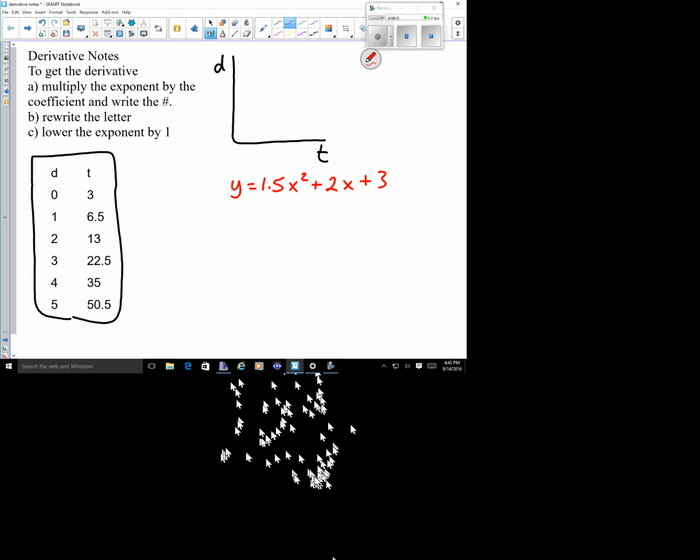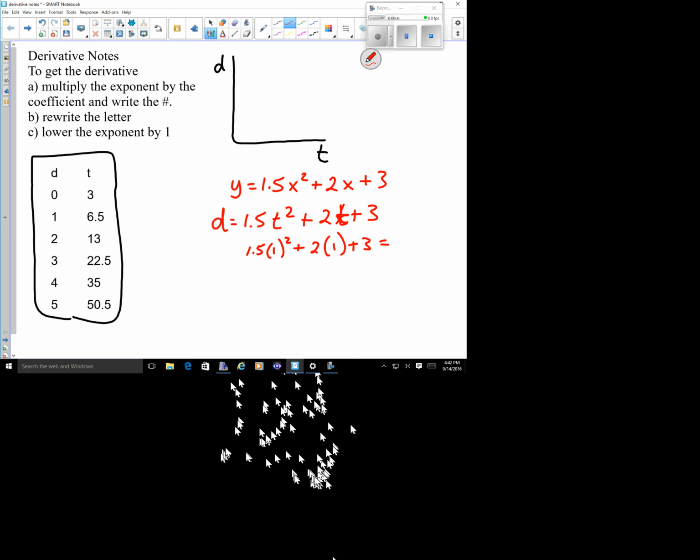And if I wanted to find the distance at any particular time, I could simply put in any time for t, and it would give me what distance I went. So if I did 1 second, I'd have 1.5 times 1 squared, and then I'd put 1 in for this t here, and then you simply add them all up. So I got 1.5 times 1 squared, which is 1.5, plus 2 would be 3.5, plus 3 makes 6.5. I don't know if I did the math right or not, but anyway, that's how many meters it would be.